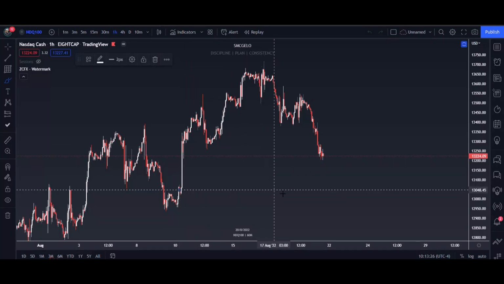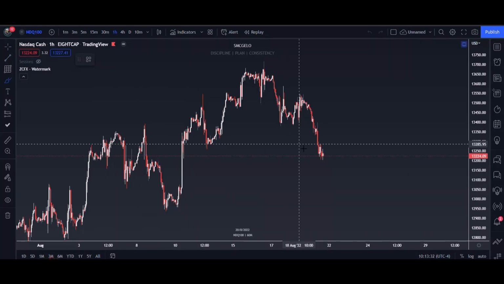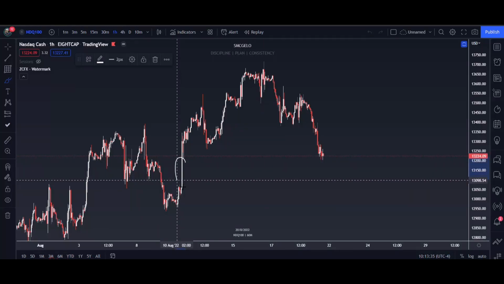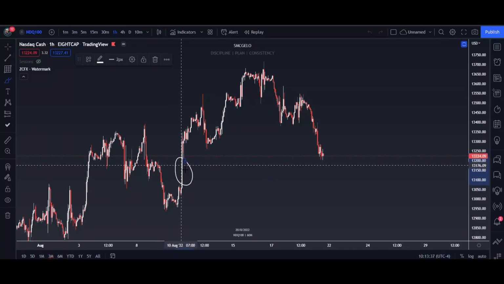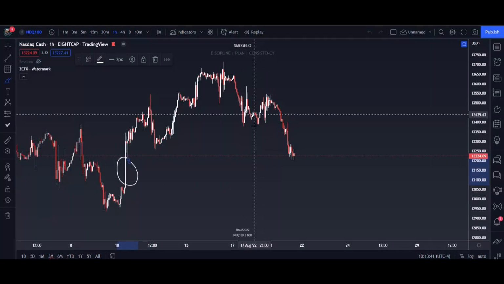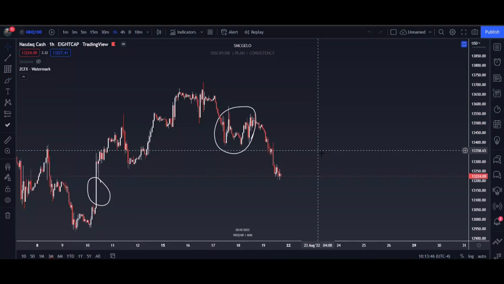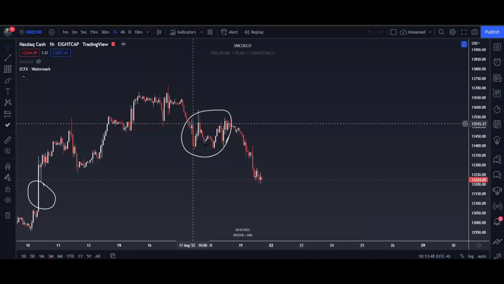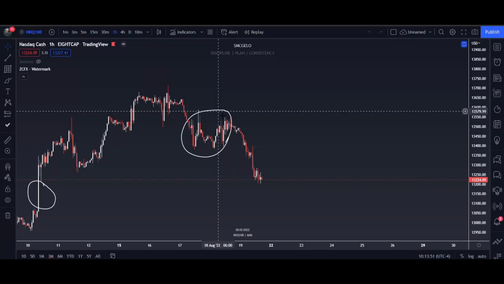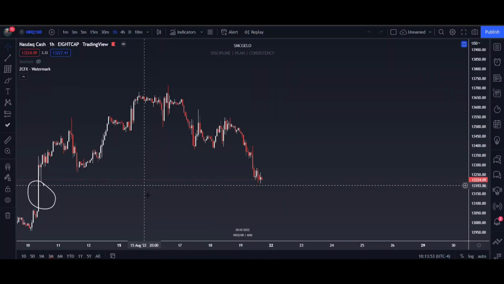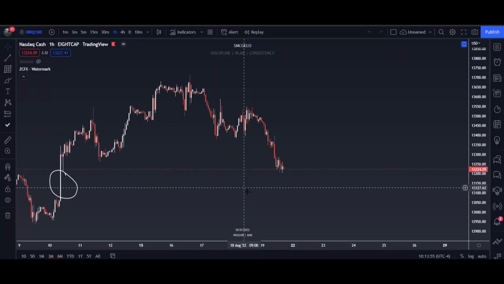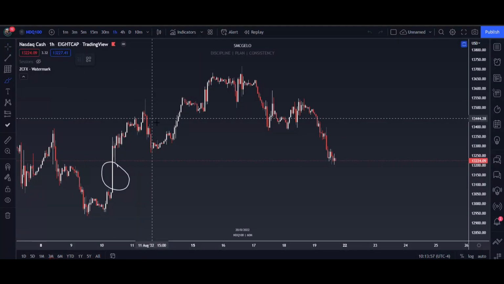But what I see right here is major imbalance. Where? Well, it's right in front of your eyes, right here. This is inefficient price action. All this right here is efficient price action. Why? Because there's no gaps in the market. Inefficiency, IPA, is inefficient price action. It's when there are gaps in the market that need to be filled.